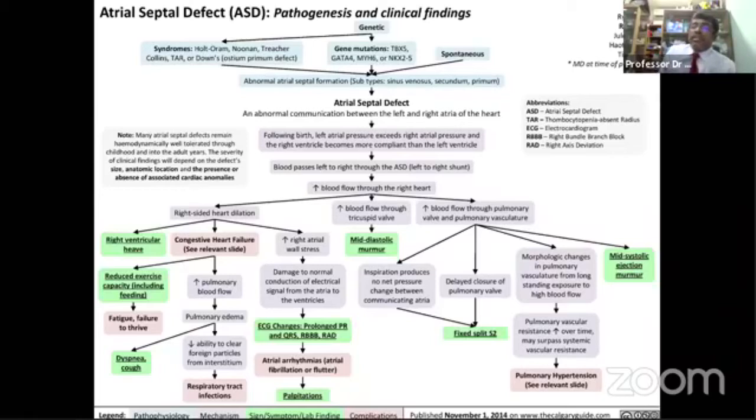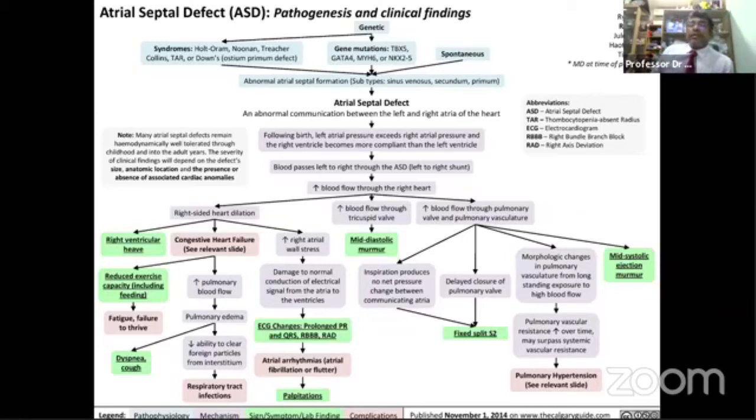And in childhood, how does an ASD patient usually present? In those cases, the patient usually presents with repeated respiratory infections, as there is increased pulmonary blood flow. Also, if the shunt is large, the patient may fail to thrive. There is delayed growth of the patient, or the patient may experience easy fatigability in their early life.